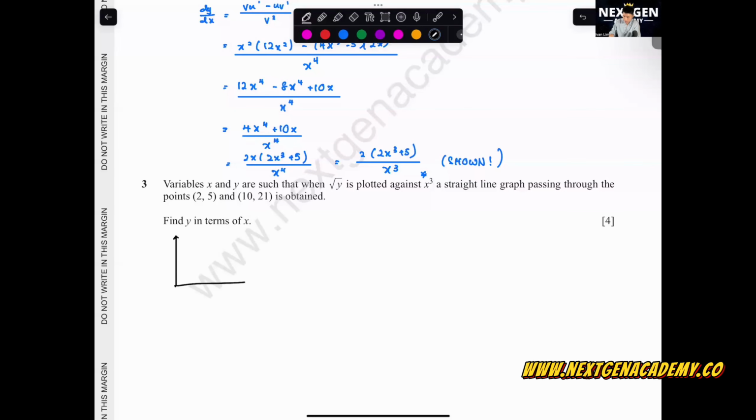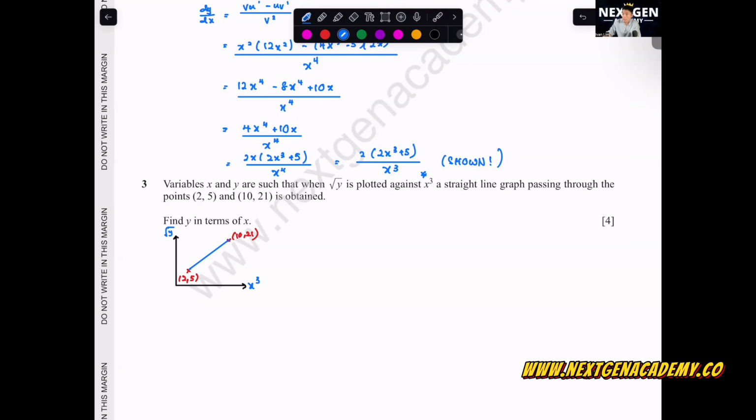Okay, what I like to do, I always like to sketch it out first, so that you can see what's the relationship. It's x cubed against square root y. Then you've got 2 points, (2, 5) and (10, 21). So it's a graph that is going up. What do we need to find? We need to find two values, m and c first.